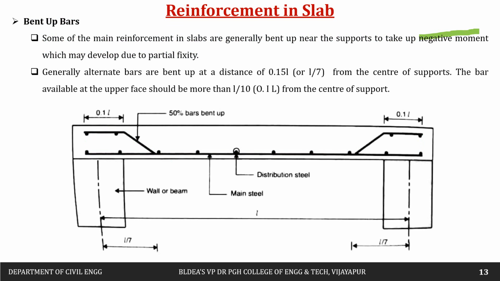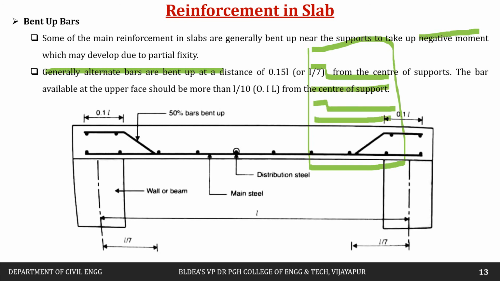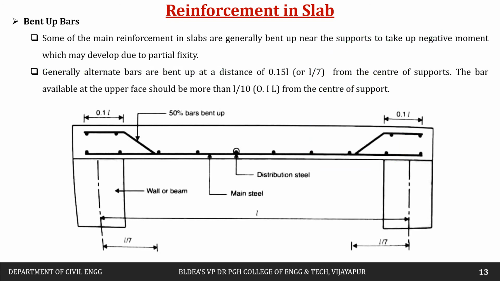Generally what we do is we provide alternate bars as bent up bars. For example, in one slab, one bar we bend up here, the next bar will be straight, the second bar will be bent up, the third will be straight. In that way we do alternate bent up of the bars. Generally alternate bars are bent up at a distance of 0.15 L or L by 7 from the center of the support.